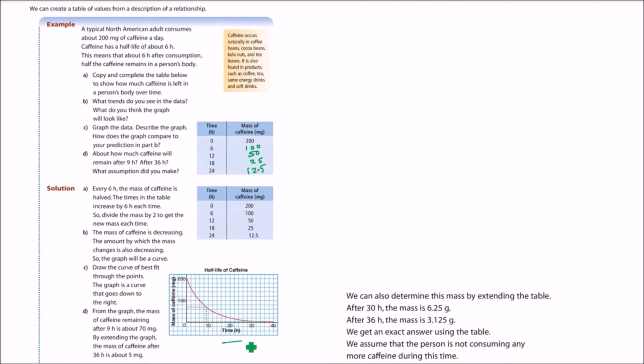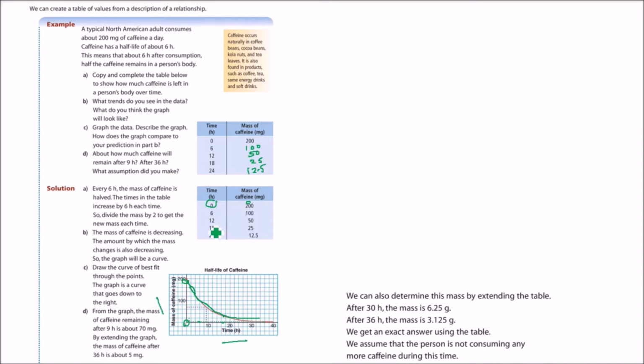Now we can make a graph. We have time here, and the mass of caffeine in milligrams. For time 0 it is 200. For time 6 it will be around 100. For 18 it will be 25. Then for 24, it will be around 12.5 here. So we can make a graph like this, a curve graph.